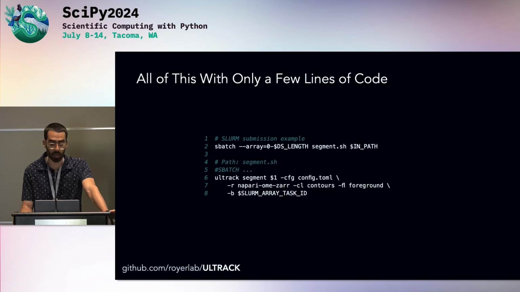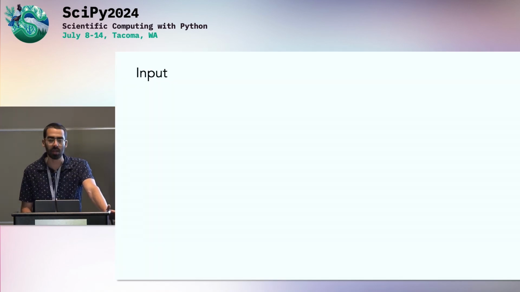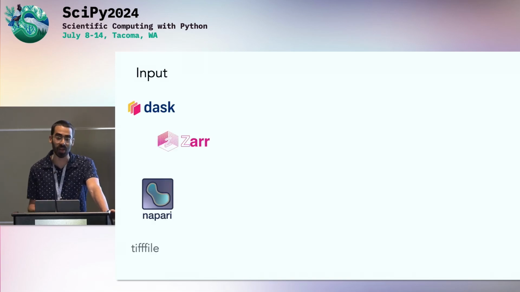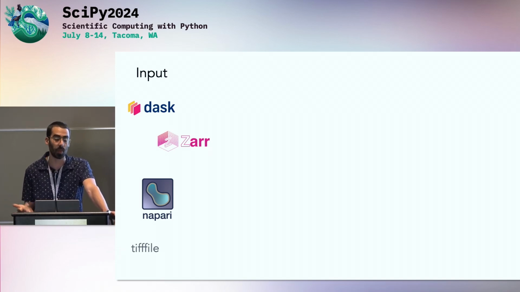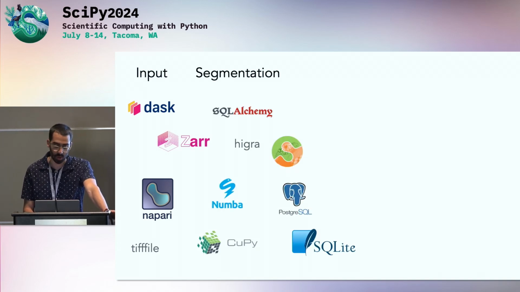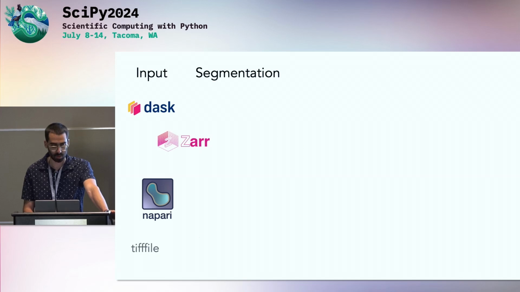And if you want to use the HPC using Slurm, here's how we do it, just using some basic job arrays. And all of this was possible with several open source projects. One of them is not open source. So for the input and being able to load the data and process it, we use Dask, Napari to open any kind of file format as long as you have a Napari plugin, and zarr and tifffile. For segmentation, we use several things.